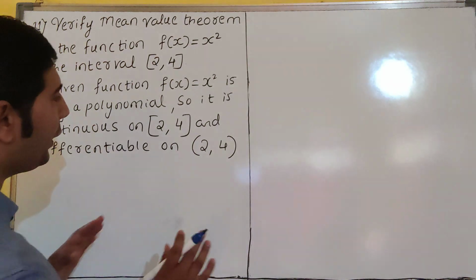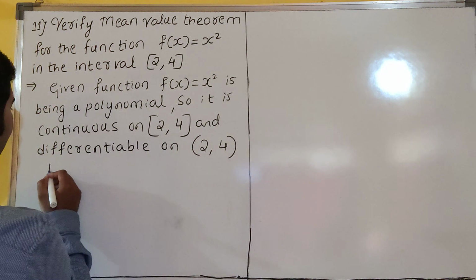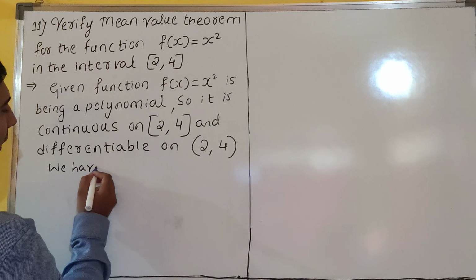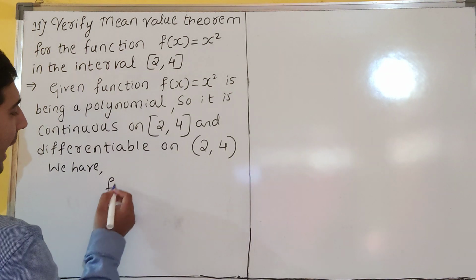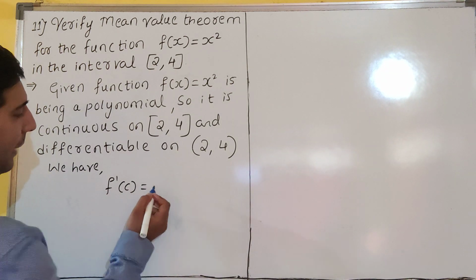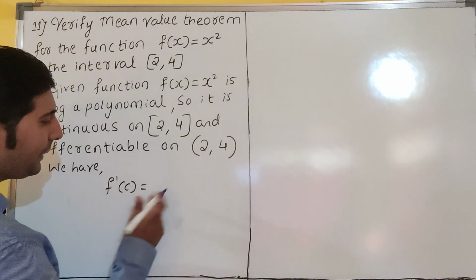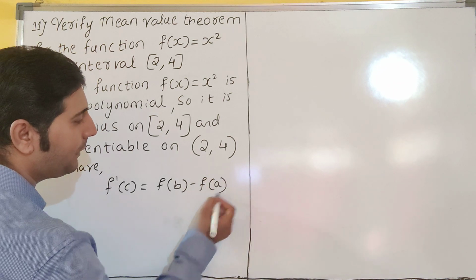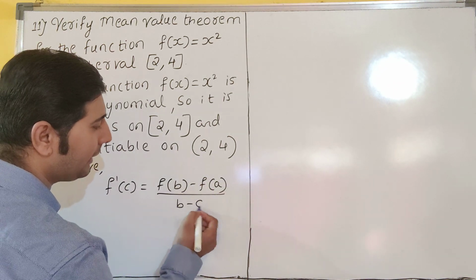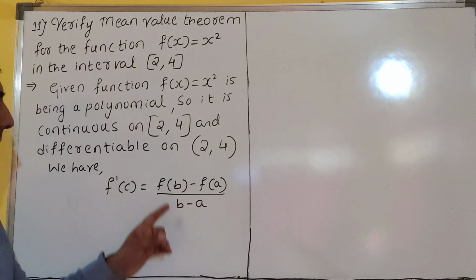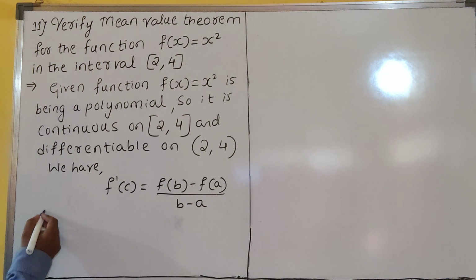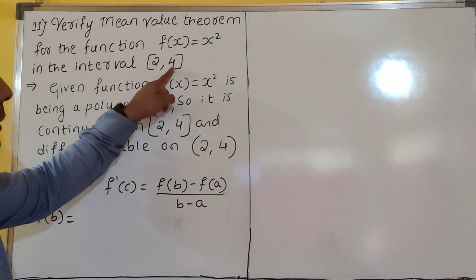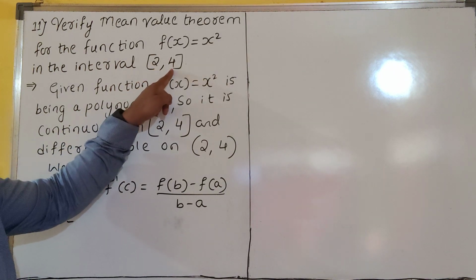So now we know that we have a formula for verifying the mean value theorem. We have to find the value of c here, dear students. We have f dash of c is equal to f of b minus f of a divided by b minus a. I have to find what? F of b. B value is how much? A is 2, b is 4.